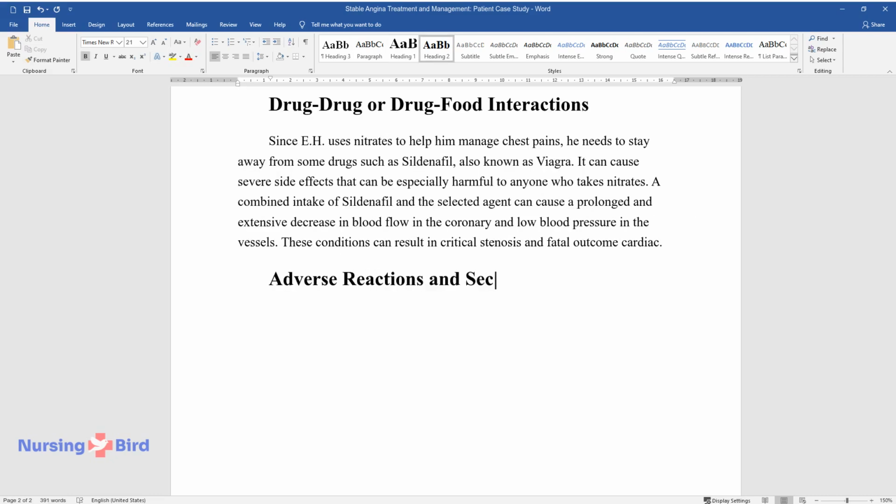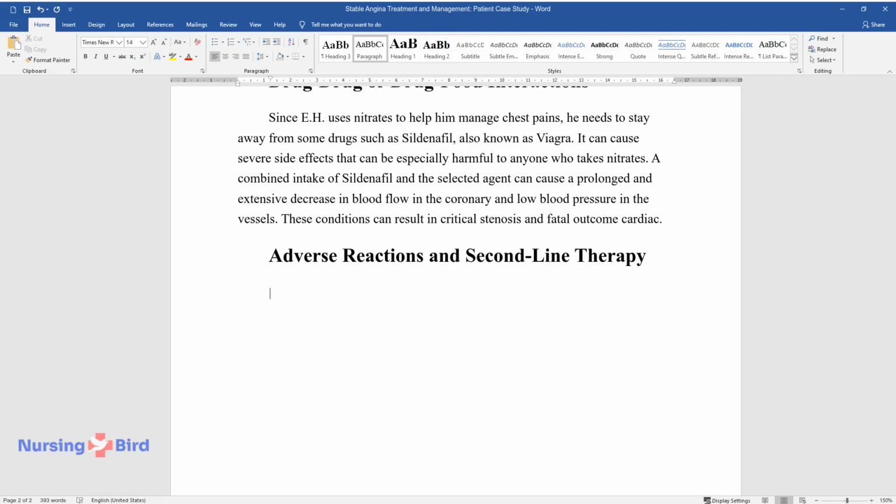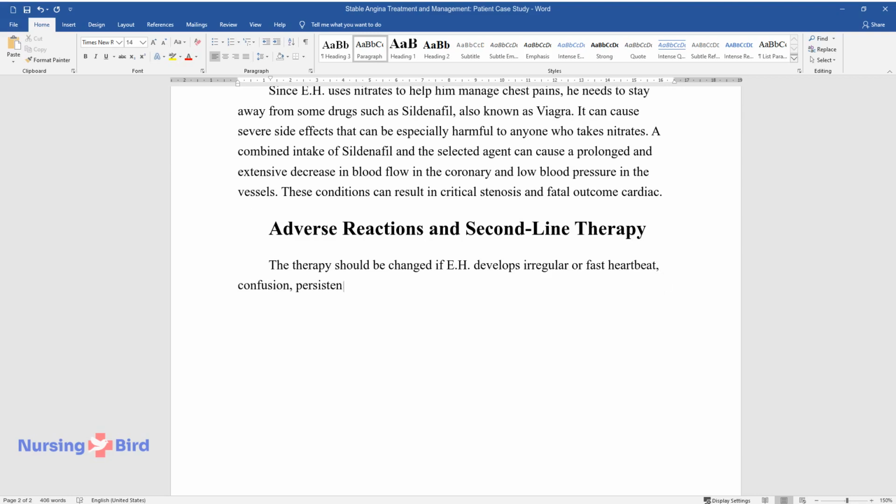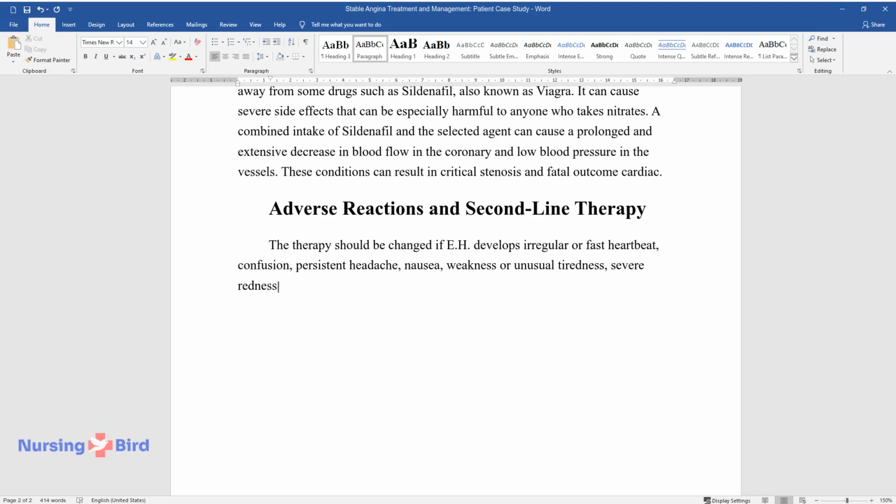Adverse reactions and second-line therapy. The therapy should be changed if EH develops irregular or fast heartbeat, confusion, persistent headache, nausea, weakness or unusual tiredness, severe redness, swelling of the skin, or soreness.